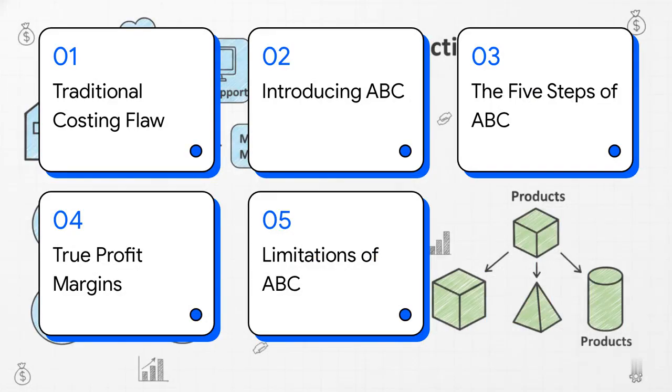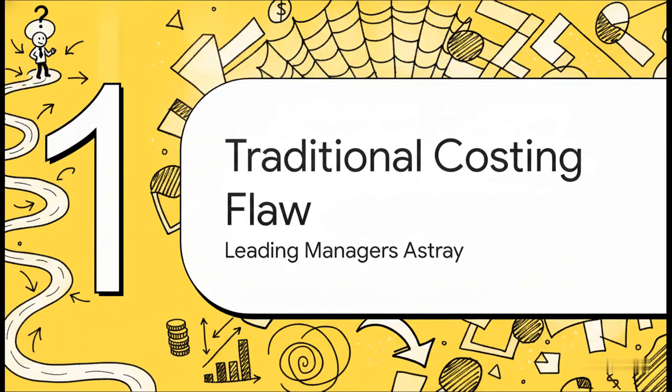Here is our roadmap for this explainer. First, we'll look at the traditional costing flaw. Second, introducing activity-based costing. Third, the 5 steps of ABC. Fourth, calculating true profit margins. And finally, number 5, the limitations of ABC. All right, let's jump right into part 1, the traditional costing flaw.